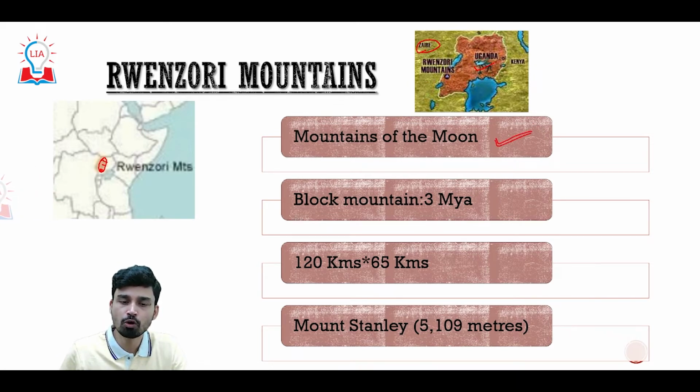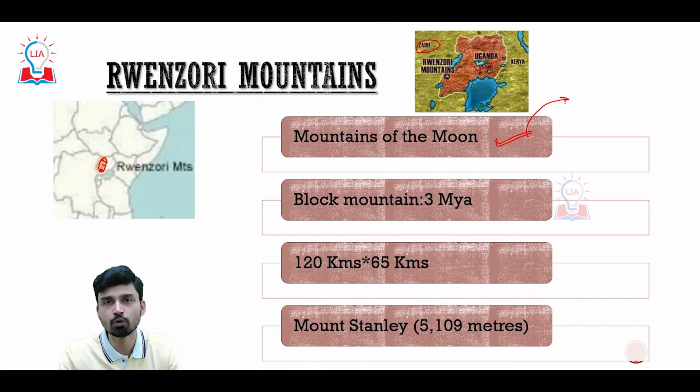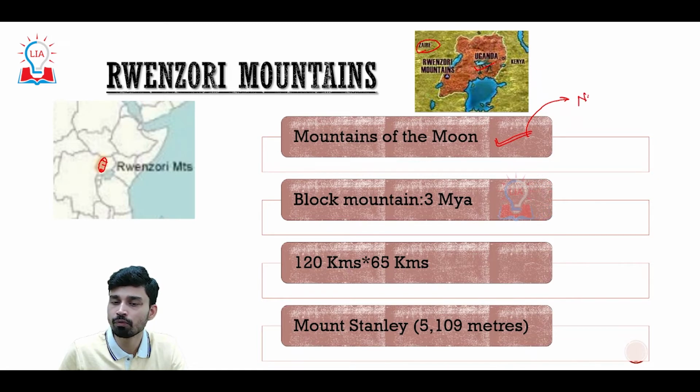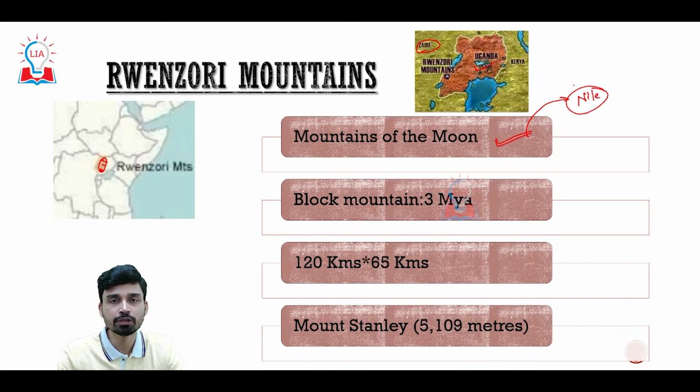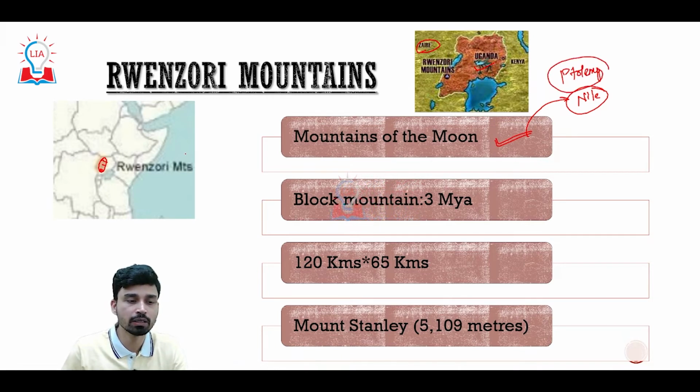People also used to call this mountain the Mountains of the Moon. Now this is very interesting. This term originates somewhere in ancient times, when a lot of Greek and Roman geographers used to visit these areas, and they wanted to find the source of River Nile. For a very long period of time, it was difficult to find from where River Nile originates, and many geographers, including Ptolemy, thought that it is this particular Rwenzori mountain from which River Nile has originated.